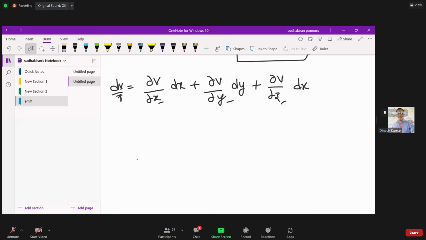So see here, now I'm going to write this entire expression, that is dou v by dou x into dx plus dou v by dou y into dy plus dou v by dou z into dz.